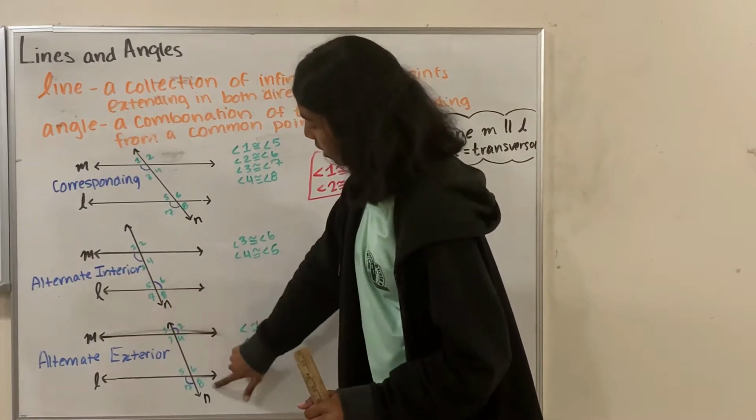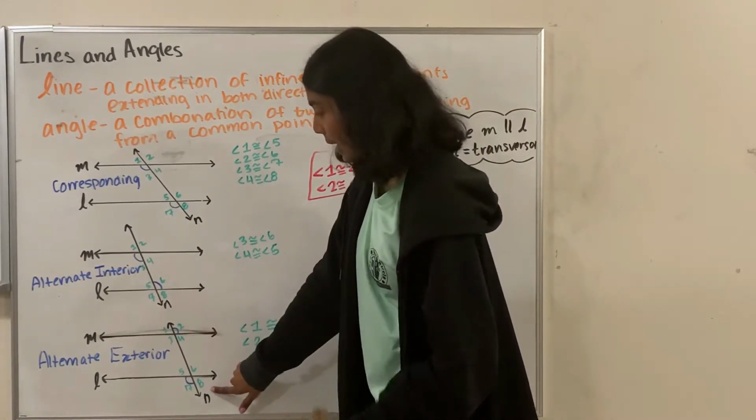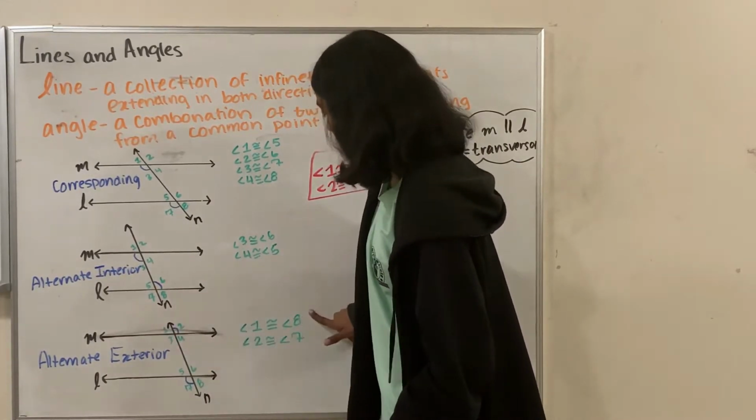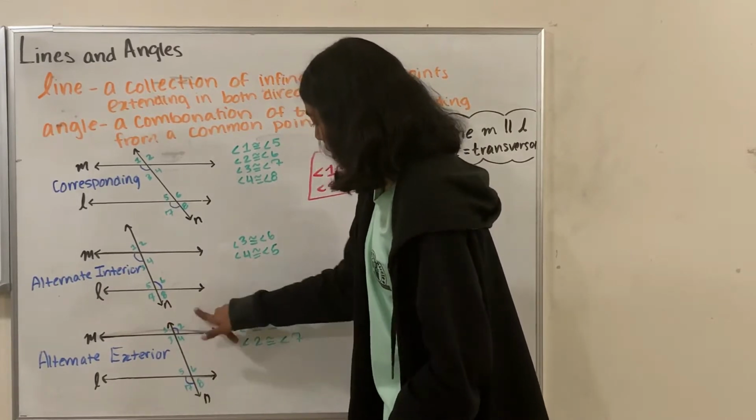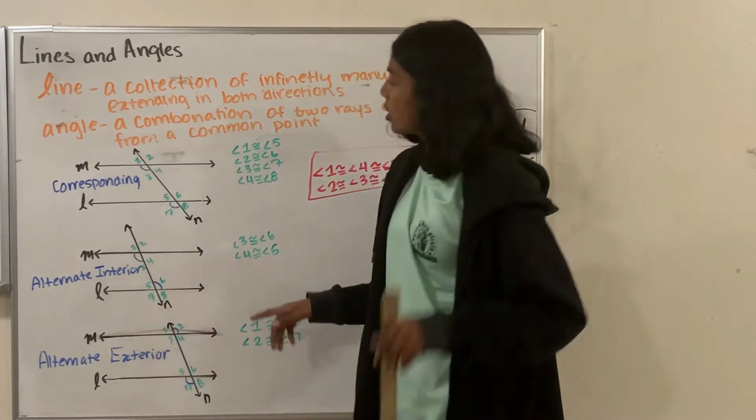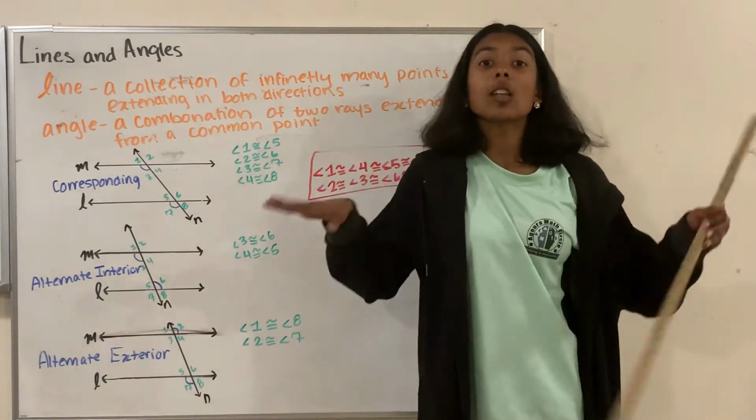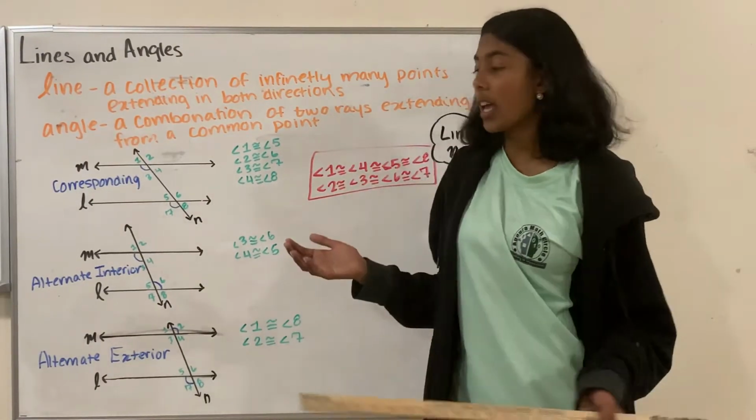So 1 and 8 are alternating, so 1 and 8 are congruent to each other. And 2 and 7 are alternating, so those two are congruent. So what I'm trying to say is there's a lot of congruent angles.